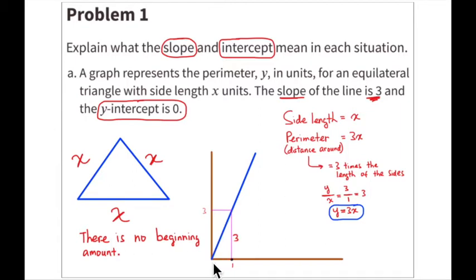Now there is no beginning amount. So it goes through 0, 0 here. Because if you don't have any length of the side, you have no length of the perimeter. So it goes through 0.